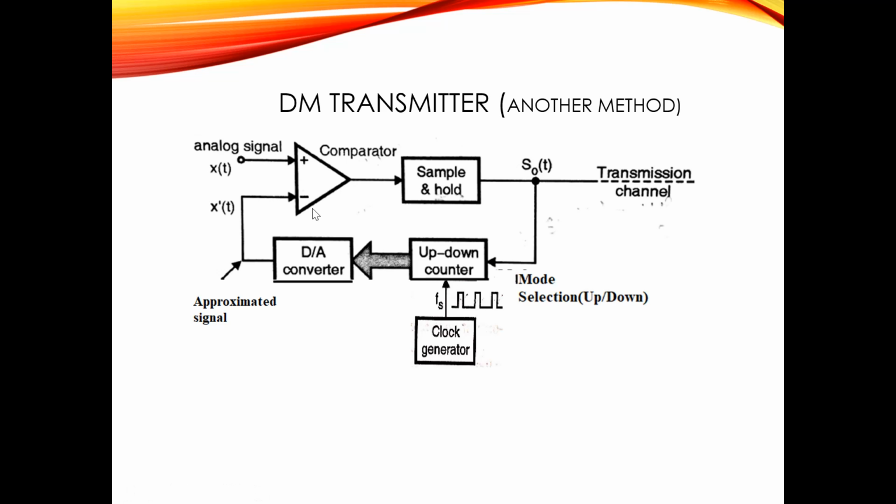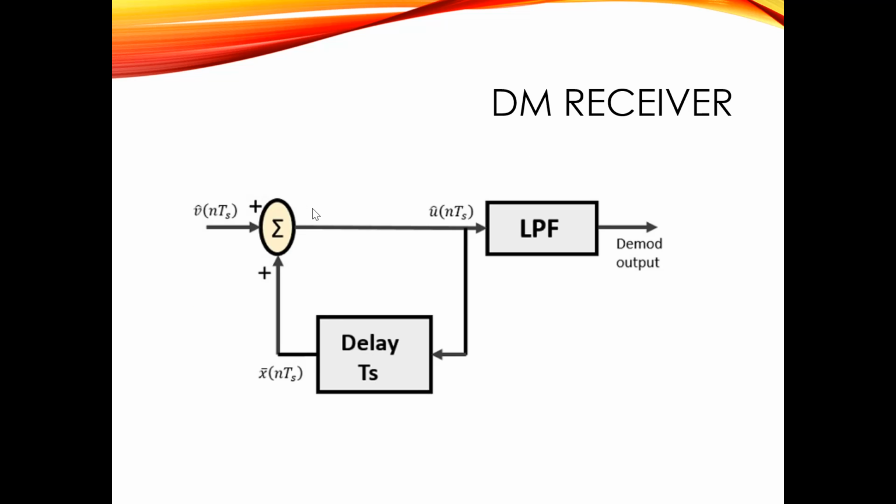So in this delta modulator transmitter, x of t is an analog signal, and x dash of t is a quantized approximated signal of x of t. Both these signals are applied to a comparator. The comparator output goes high if x of t is greater than x dash of t, and it goes low if x of t is less than x dash of t. So depending on that, the output we get is 1 or 0. So this is about the DM transmitter.